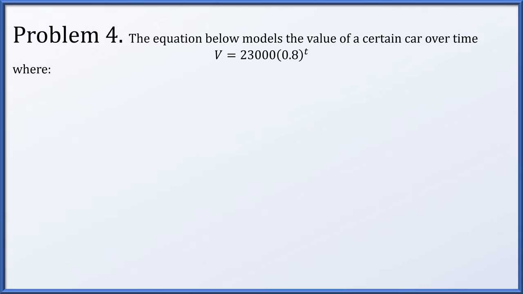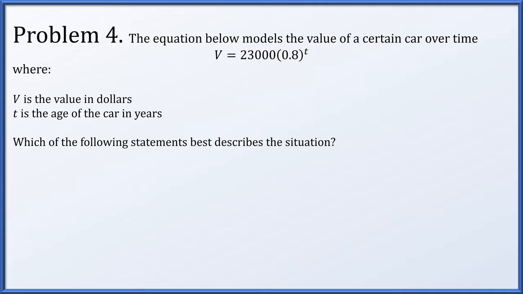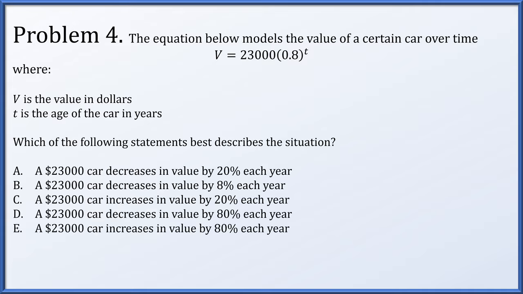Problem 4. The equation below models the value of a certain car over time. V is equal to 23,000 times 0.8 to the T, where V is the value in dollars and T is the age of the car in years. Which of the following statements best describes the situation? We have five options, all describing a $23,000 car. It could either decrease in value by 20% a year, decrease in value by 8% a year, increase in value by 20% a year, decrease in value by 80% a year, or increase in value by 80% a year.